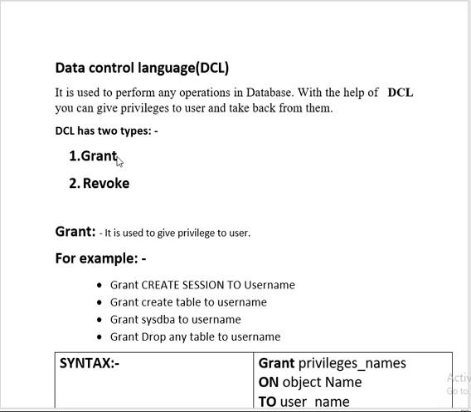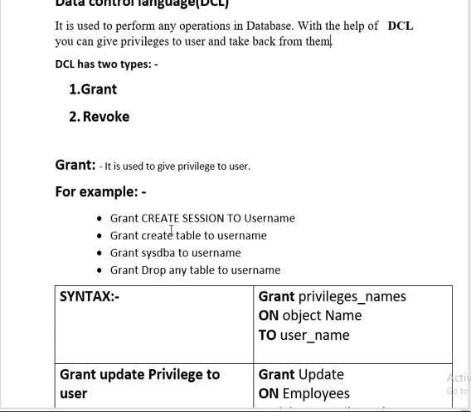Grant is what we use when we give permission to the users for doing so and so things. And when we take back the privilege, when we take back the permission from the users, in that case we use revoke. So grant is basically used to give permission to the users for doing so and so task on the database. So let's understand with the help of examples.